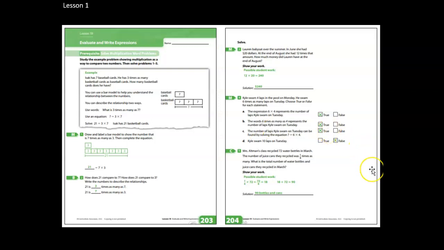There you go. Again, check your answers. Be honest with yourself. If you didn't get something right, look at it and see why, because you're self-pacing and self-learning at this point.